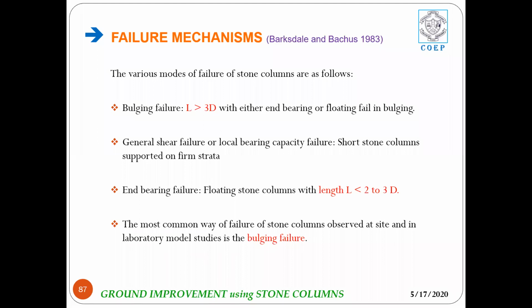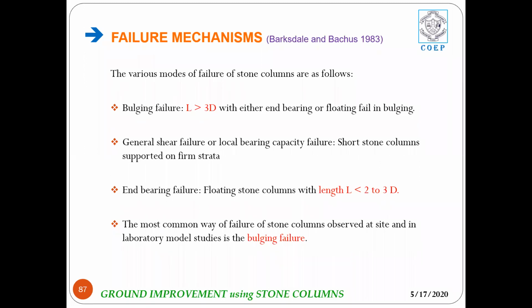The stone columns that are there are of two types. Either they can be end-bearing stone columns or floating stone columns. End-bearing stone columns, we all know, will be resting on a firm strata below, and floating stone columns will be just suspended in the soft soil itself without having any bearing on a firm strata below.